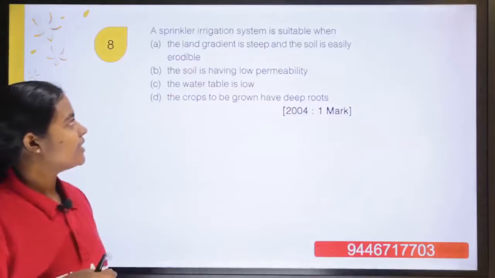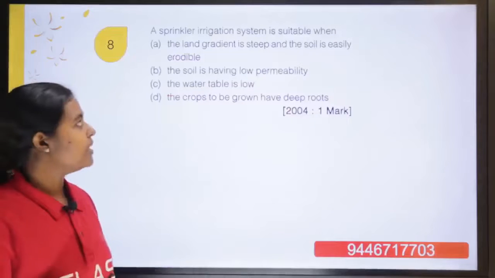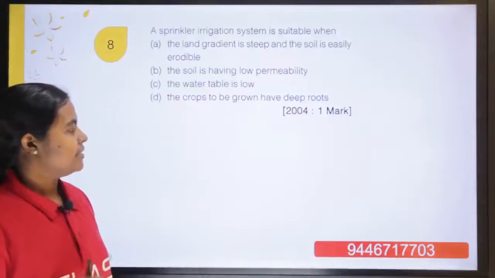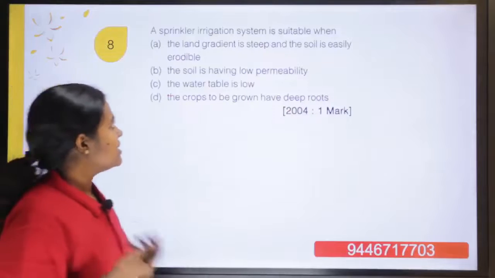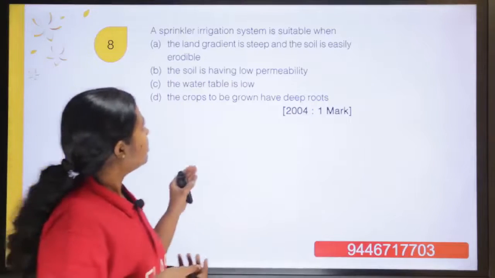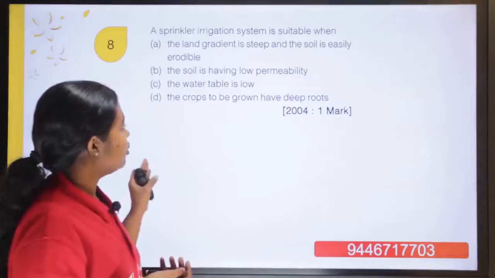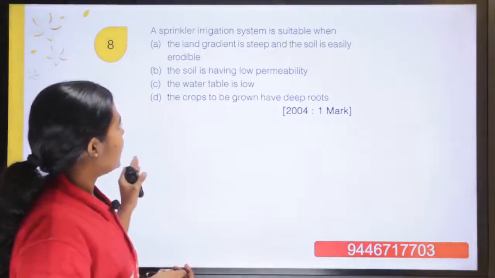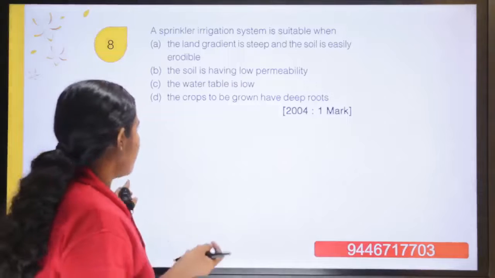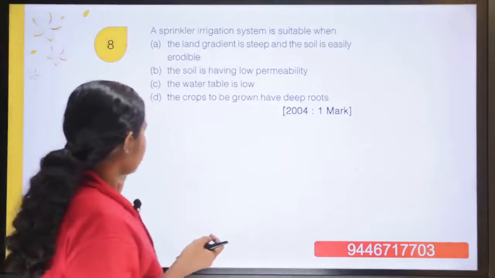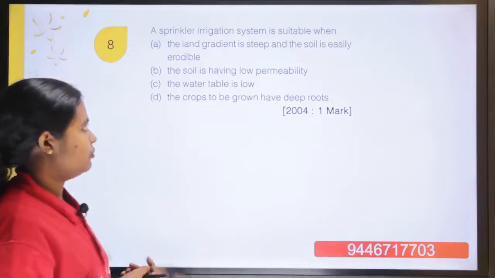A sprinkler irrigation system is suitable when the land gradient is steep and the soil is easily erodible, or the soil has low permeability, or the water table is low, or the crops to be grown have deep roots.